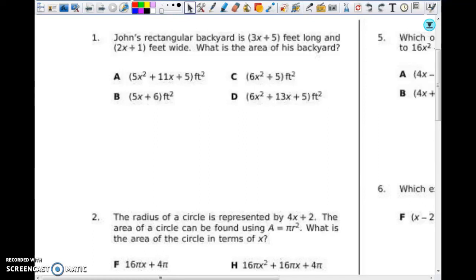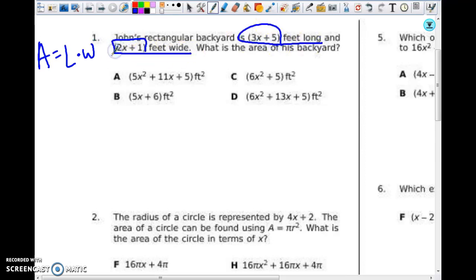Okay, so for problem number 1, they have John's rectangular backyard is 3x plus 5 feet long and 2x plus 1 feet wide. What is the area? First of all, what's area? Length times width. Area is length times width. Do you know the length? Yes. Do you know the width?